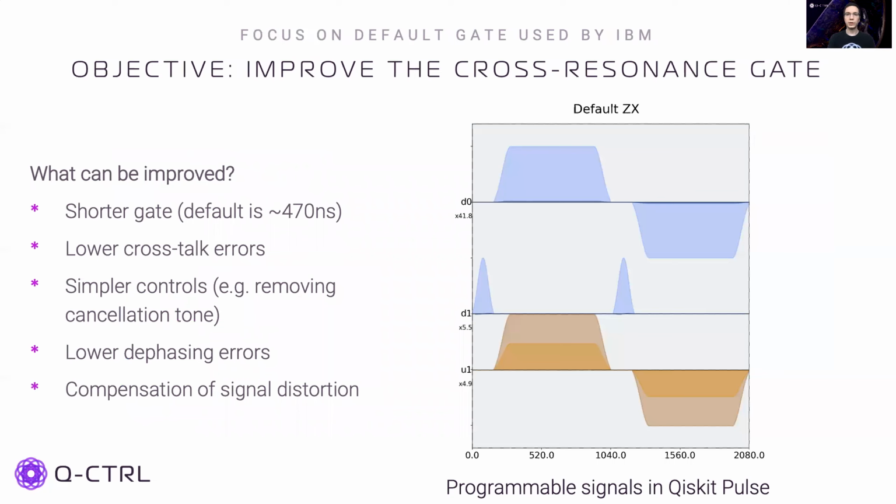The current implementation of the CR gate is far from optimal. The gate is very long, lasting for almost half a microsecond. Crosstalk between the qubits lowers the fidelity of the gate, requiring an additional cancellation tone, which adds complexity to the control. An interaction between neighboring qubits introduces dephasing. Meanwhile, the control electronics add signal distortions, which are difficult to compensate just by calibration.